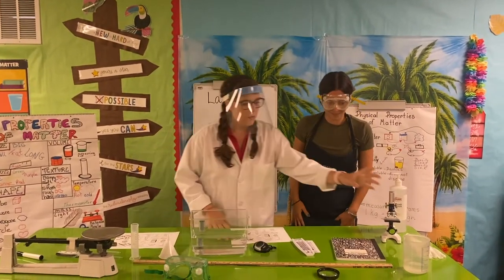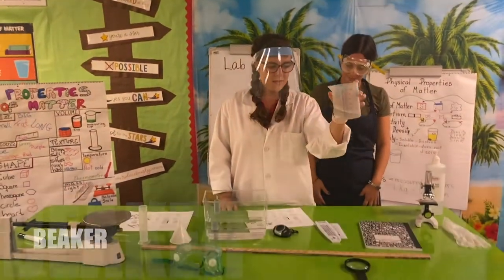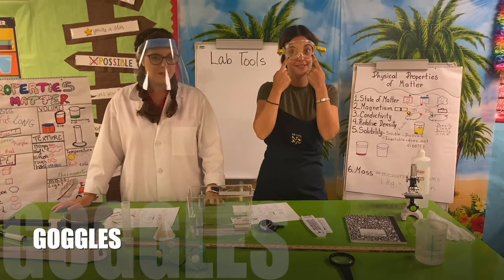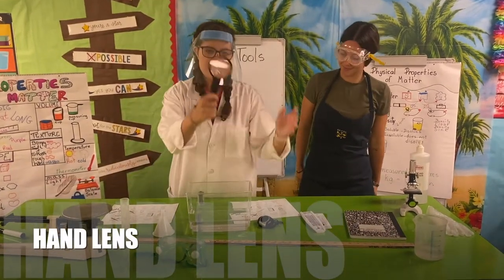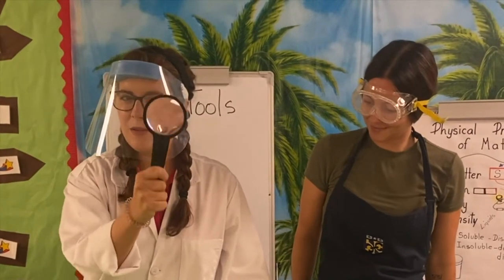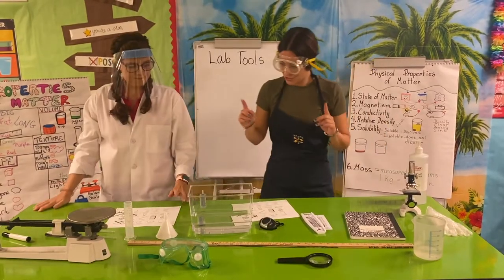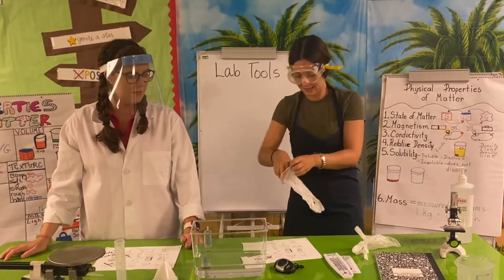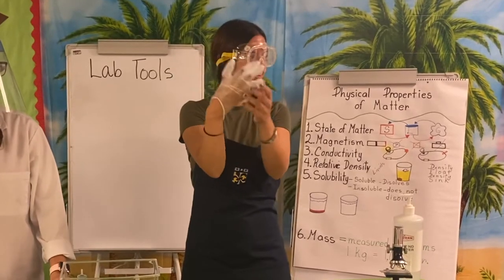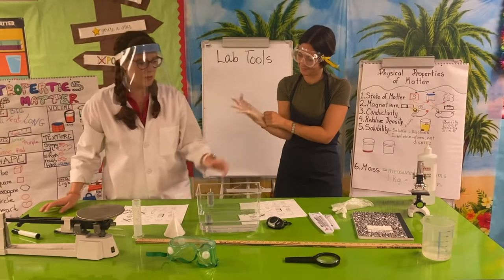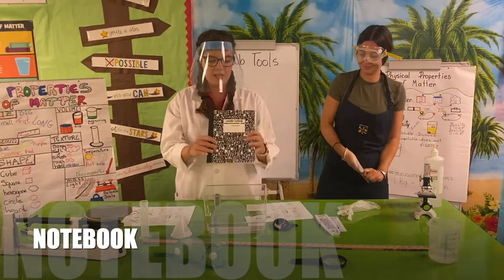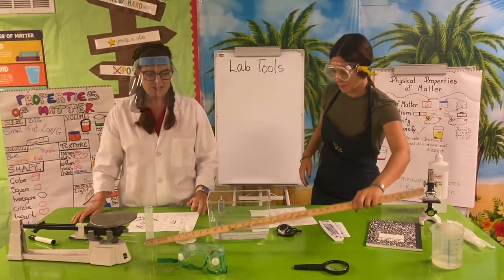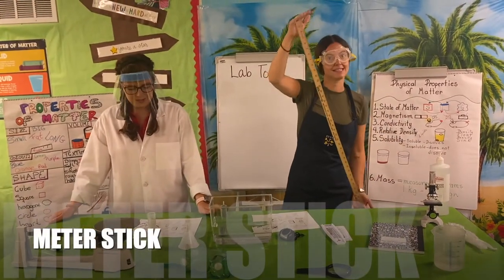Let's start. We have the beaker. I show you the goggles. We have the helmet. You can use it. Look at how it's working. You have your gloves. You can put them on your hands and protect yourself. And then the most important, you need a notebook to write all the things that you are going to learn this year. Of course, we have the mirror stick.